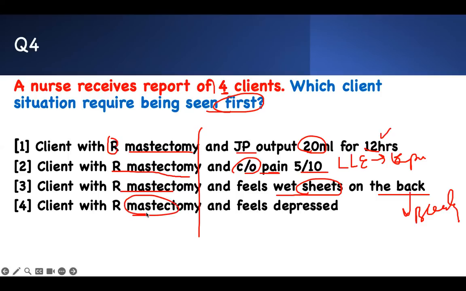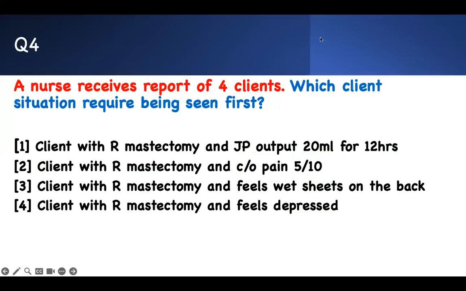Client with mastectomy feels depressed. This is what you deal with: physiological stuff before you deal with psychological. Depression, we have time for you. This patient is bleeding. You've got to be sharp. There's no psych issue in a be sharp moment. So number 3 is bleeding.